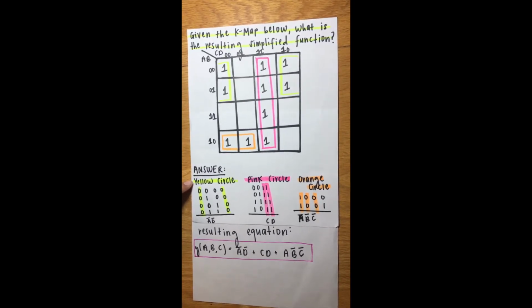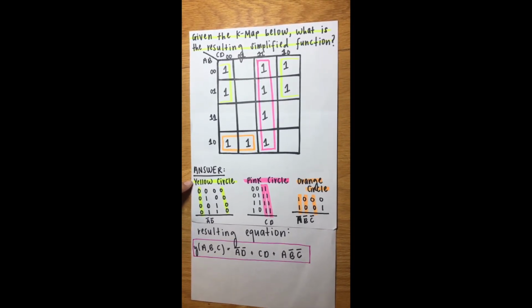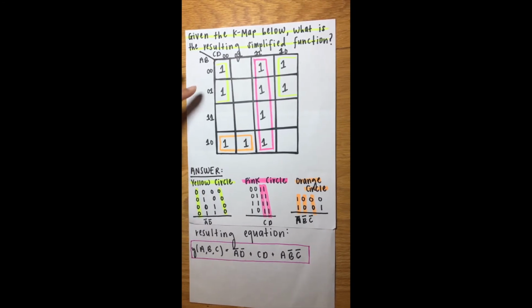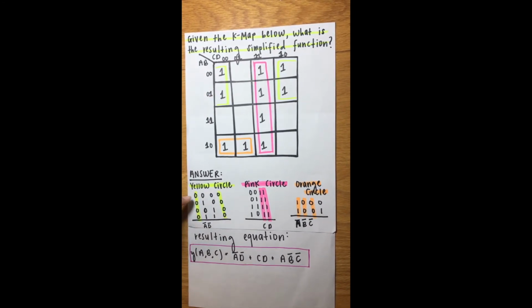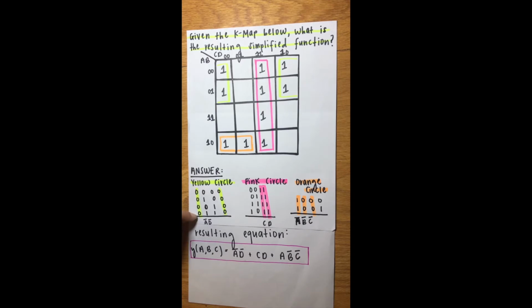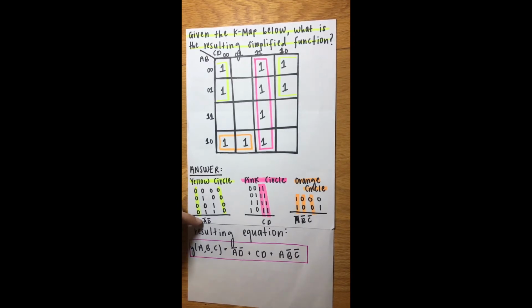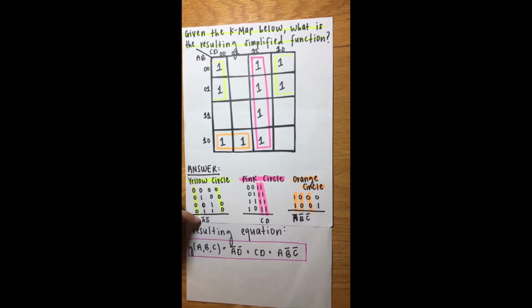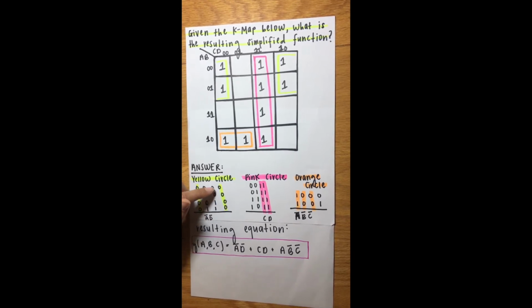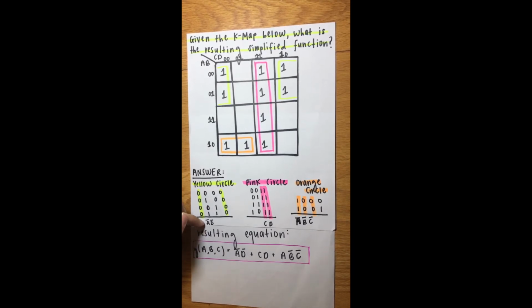Now looking back at the actual question, it's pretty easy to solve. All we need to do is find the common numbers between each circled value. So referring to the yellow circle, we find that the first value is all zeros for A, meaning that the first part of the equation is not A. Similarly, the circled values are all similar for not D, meaning that is part of our equation as well.